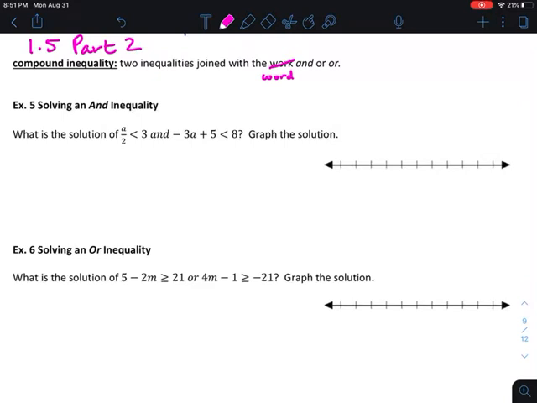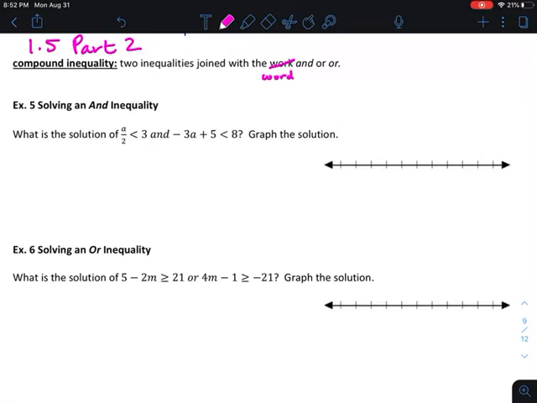So example 5, solving an and inequality. It says, what is the solution of a divided by 2 is less than 3 and negative 3a plus 5 is less than 8? And then they want us to graph the solution on the same number line. An and inequality means that, typically 99% of the time, the value of a is in between two endpoints. And means it includes, it's all together. So it's going to be somewhere in between two endpoints.